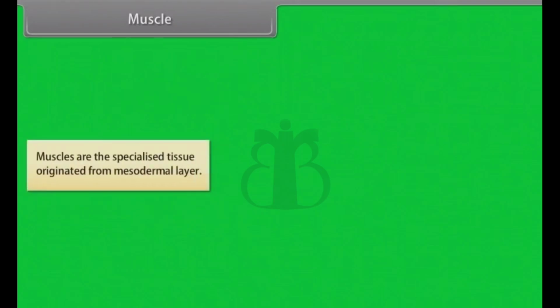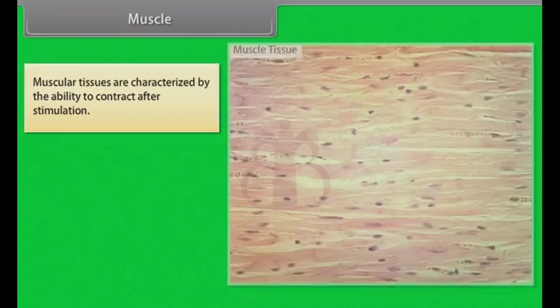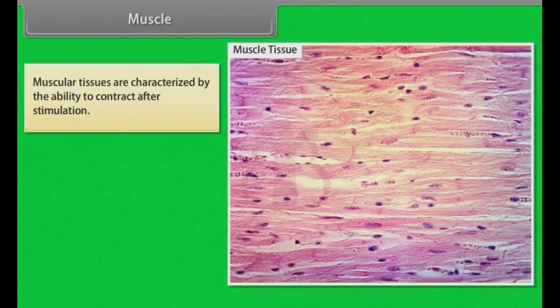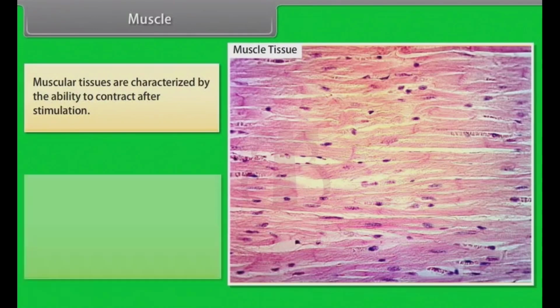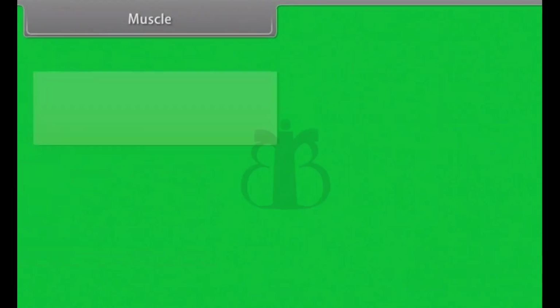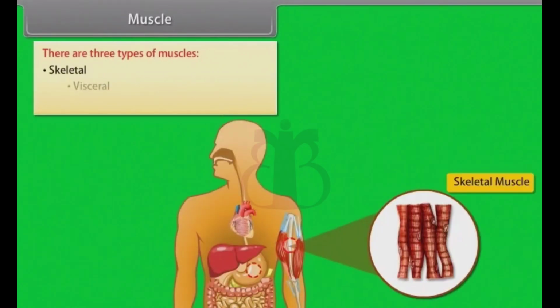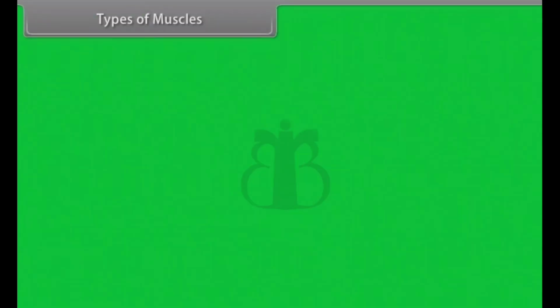Muscle. Muscles are the specialized tissues originated from the mesodermal layer. Muscular tissues are characterized by the ability to contract after stimulation. Muscles have the following properties: excitability, contractility, extensibility, and elasticity. There are three types of muscles: skeletal, visceral, and cardiac muscles.